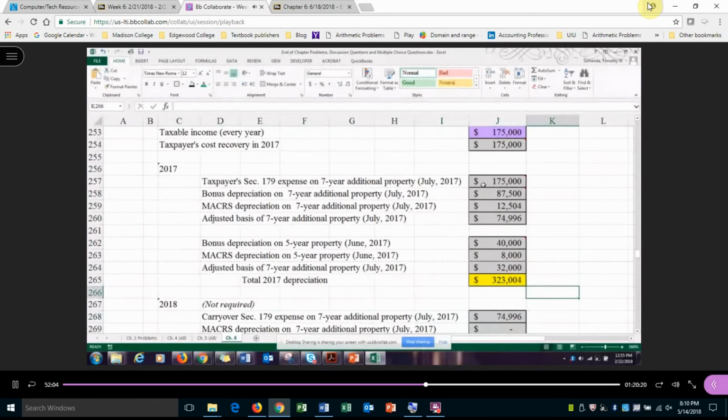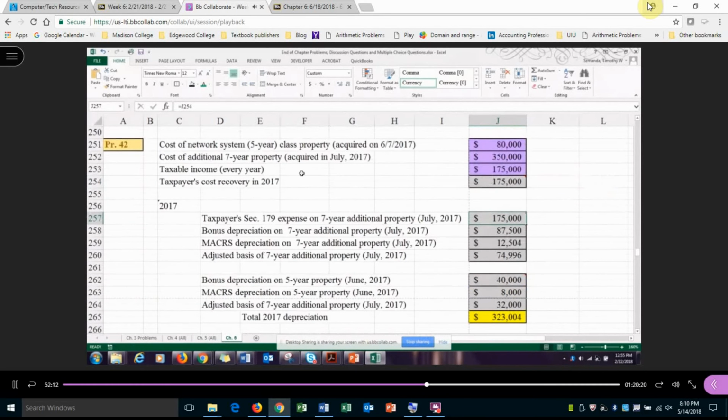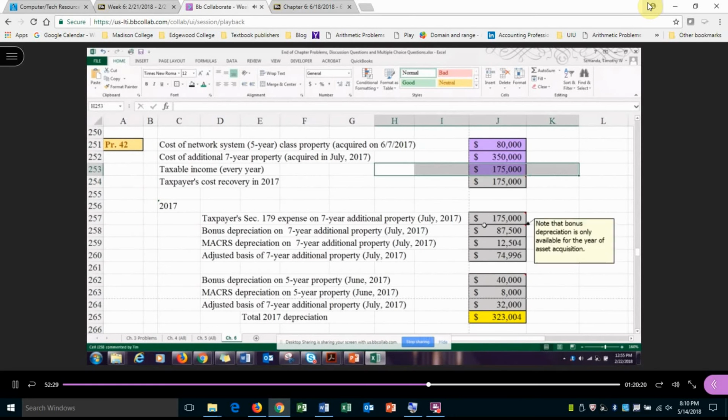All right, so we have the available Section 179 expense on this 7-year property at 175. That's only 175 is available because, again, Section 179 expensing may not create a loss. So no matter what we paid for our assets, we cannot take more than 175,000 of Section 179 expensing because it cannot create a loss. All right, so we have the 175,000 in for expensing.